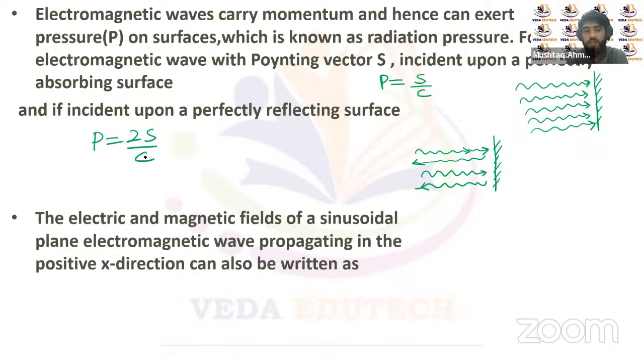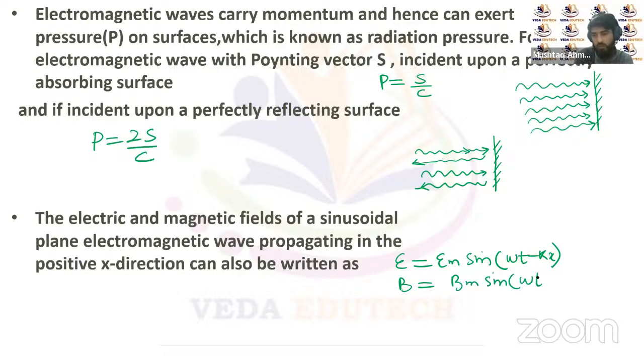The electric and magnetic fields of a sinusoidal plane electromagnetic wave propagating in the x direction can also be written as follows. If the electromagnetic wave is propagating in the x direction, we can write its equation as E equals Em sin(omega t minus kx), or kx minus omega t, and the magnetic field will be B equals Bm sin(omega t minus kx). These are the electric field and magnetic field equations for the electromagnetic wave.